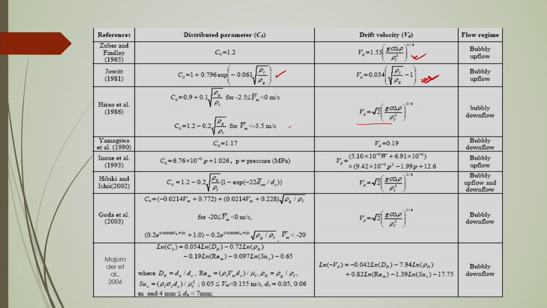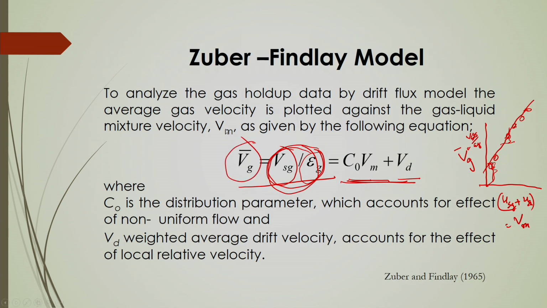Whereas for the downflow system, Majumdar et al. in 2006 developed this correlation for C0 and Vd based on their experimental data, and you can calculate C0 and Vd from these correlations here. So, once you know C0 and Vd based on your experimental operating conditions, then you can easily get what should be the C0, what should be the Vd, the velocity distribution coefficient, and the drift velocity. Once you know that velocity, then you can easily calculate what will be the average velocity.